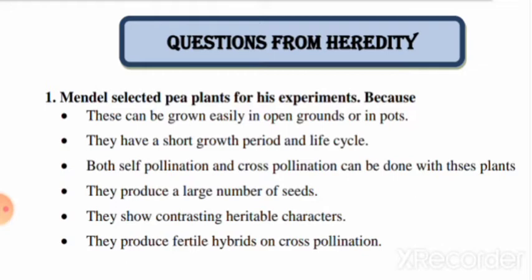Both self-pollination and cross-pollination can be done. They produce a large number of seeds. They show contrasting heritable characters. And they produce fertile hybrids on cross-pollination.